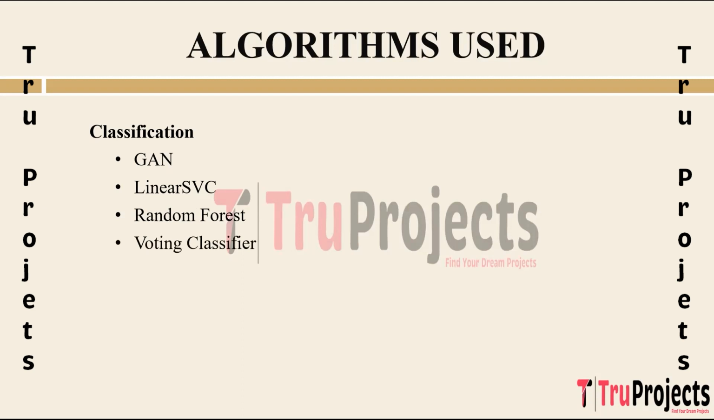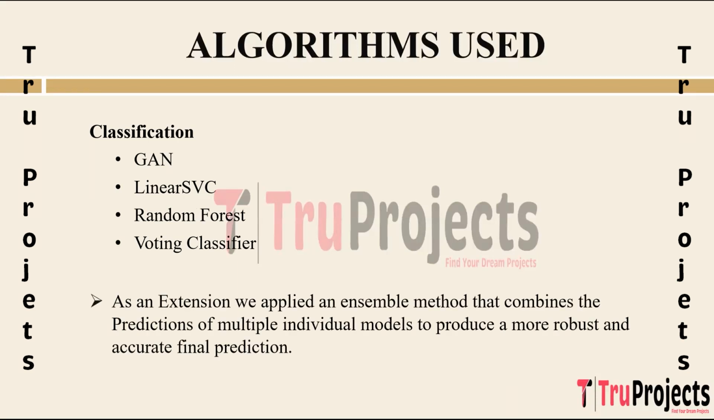Voting classifier. A voting classifier combines multiple individual classifiers and aggregates their predictions to generate a final prediction. The voting classifier is used to combine the predictions made by different classifiers such as linear SVC, random forest, and possibly others in the ensemble. By combining the outputs of diverse classifiers, the voting classifier aims to improve overall accuracy and robustness in lung disease classification. As an extension, we applied an ensemble method that combines the predictions of multiple individual models to produce a more robust and accurate final prediction.